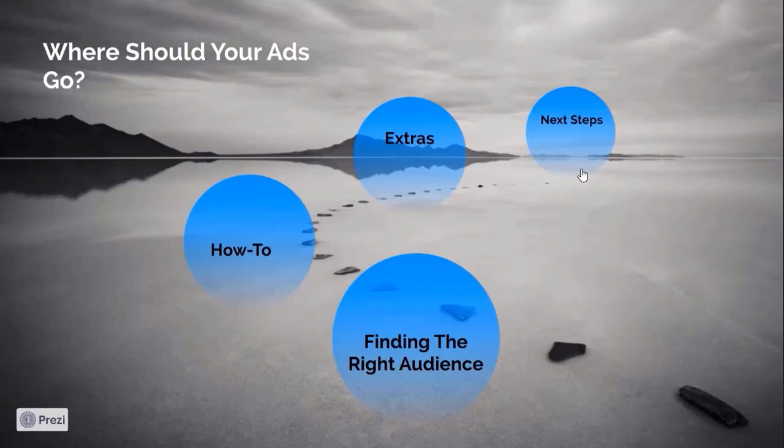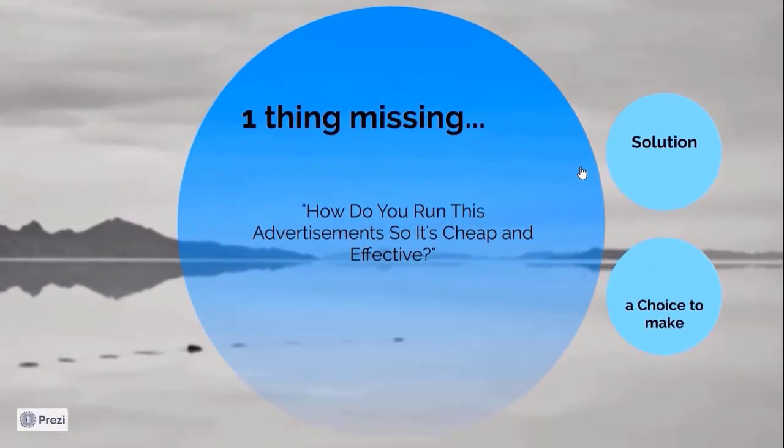But there's still one thing missing, one thing that is really, really important, right? How do you run this advertisement so it's, number one, cheap, and number two, very effective? At this point, you have one of two options. Option one, you could close this off right now and spend the next 3 to 5 months watching uncoordinated, random YouTube videos that will further progress your state of confusion. Or you can do something else. There's a second alternative, one that's more coordinated, organized, and most importantly, much easier.